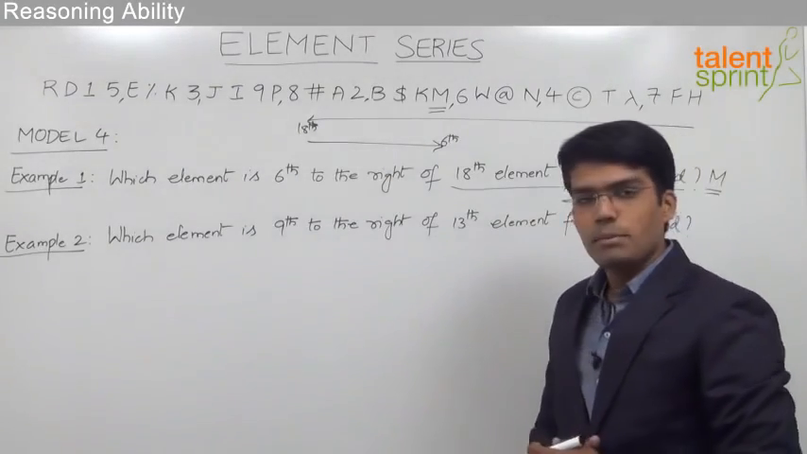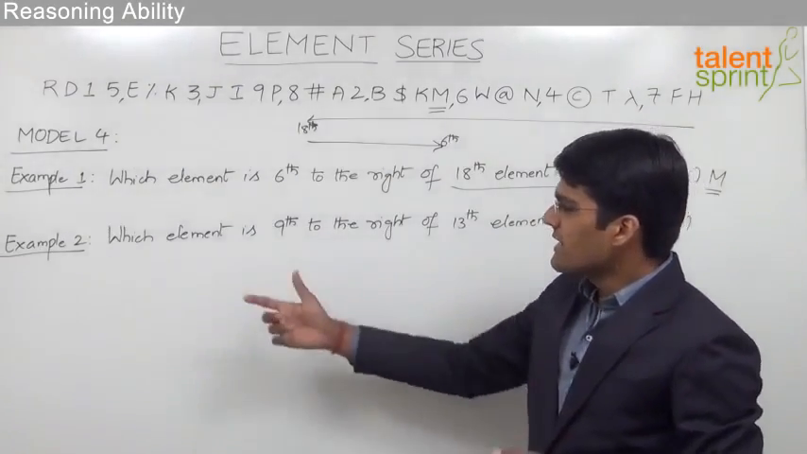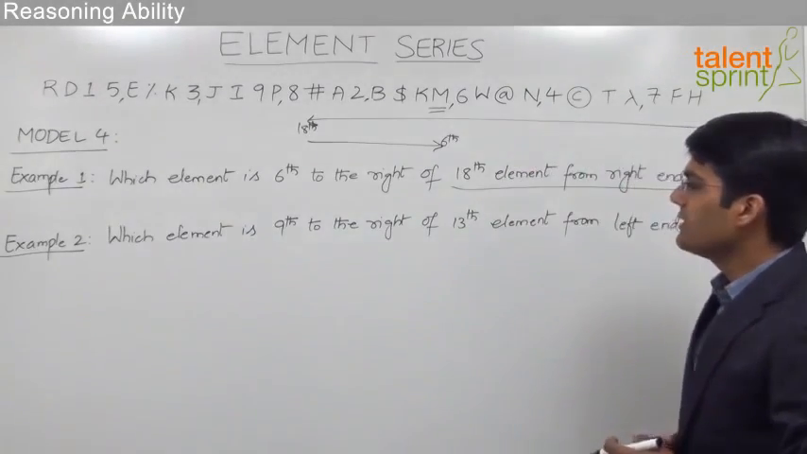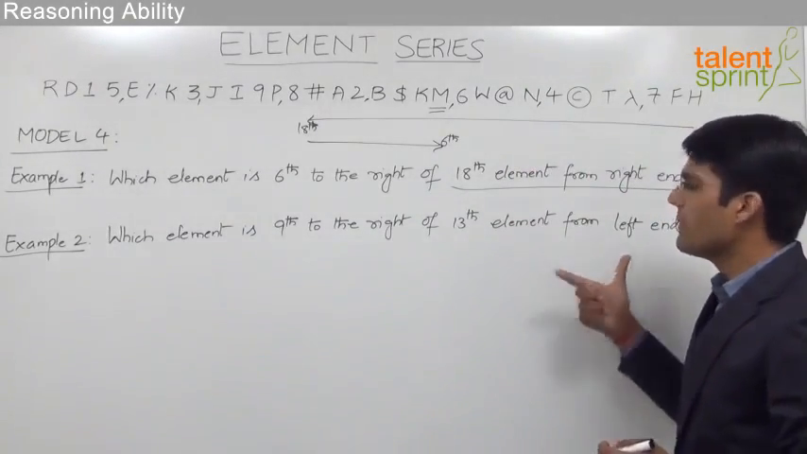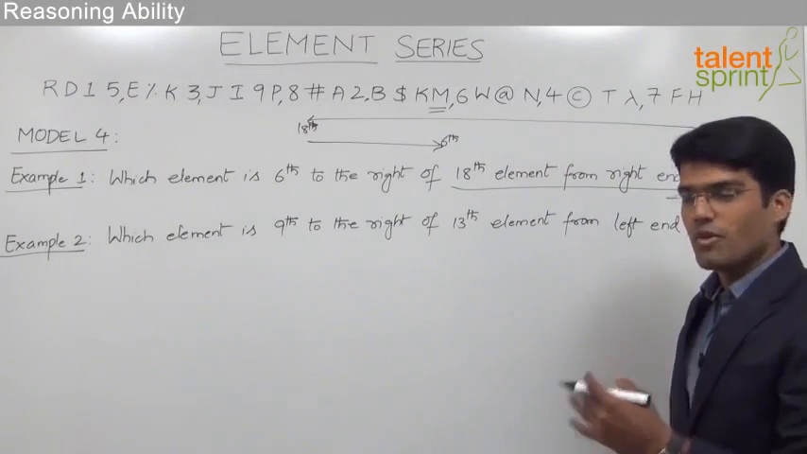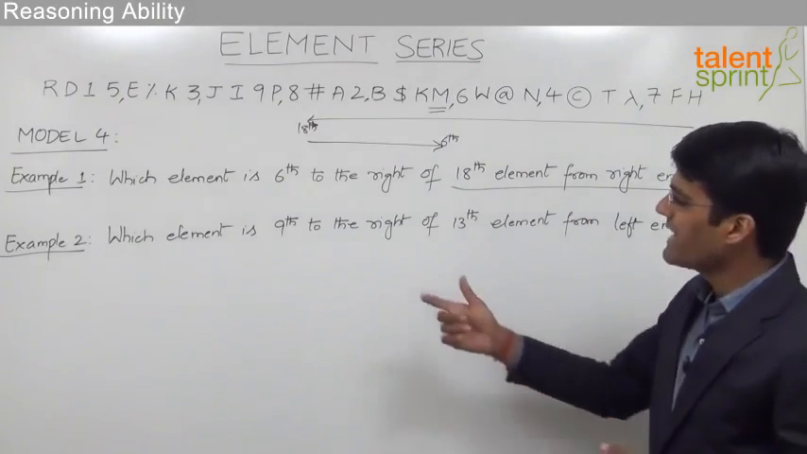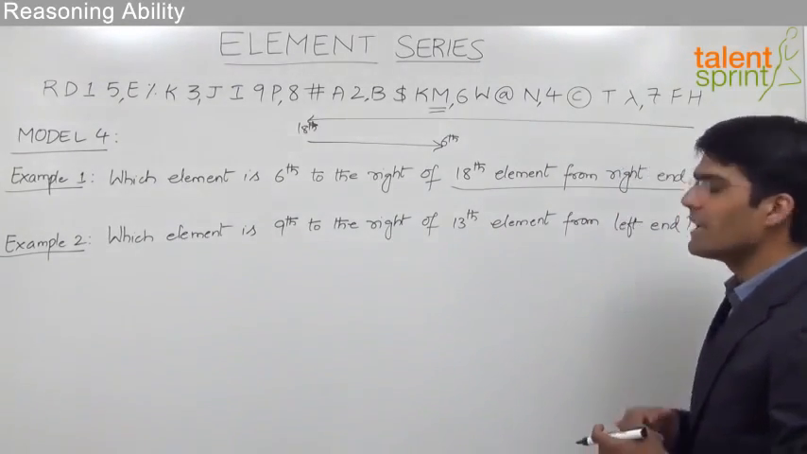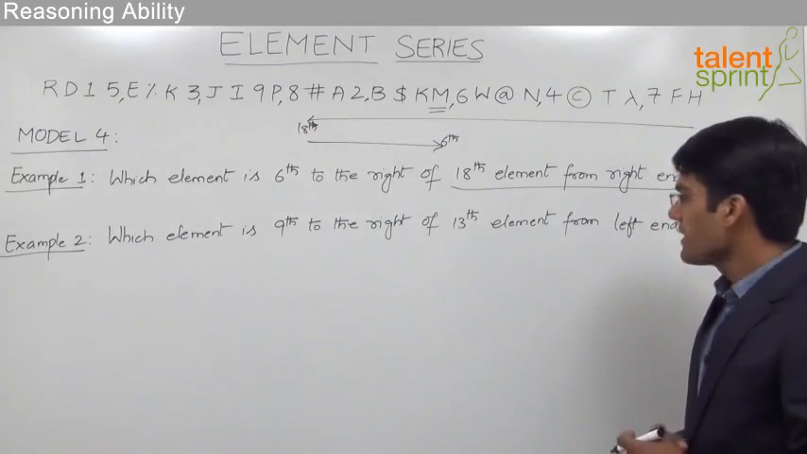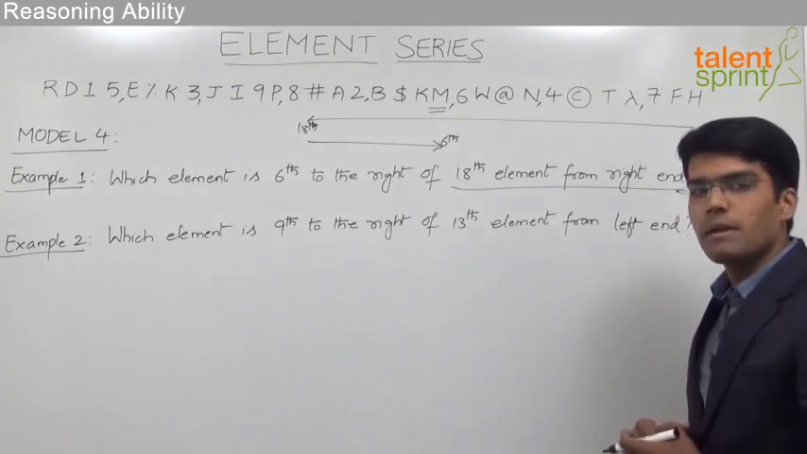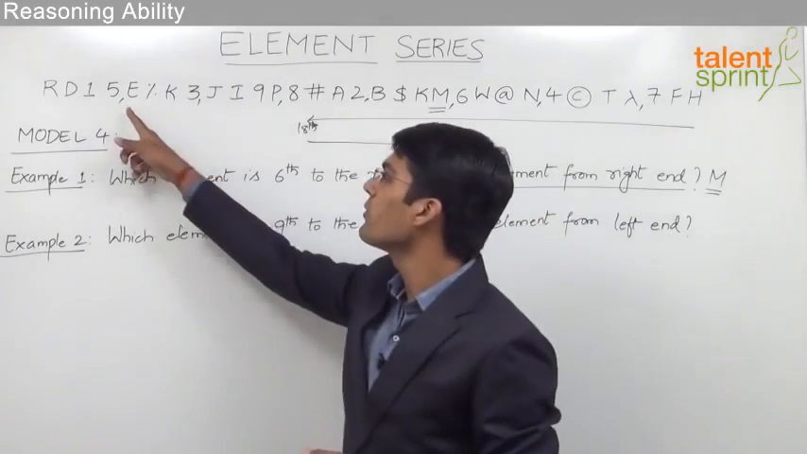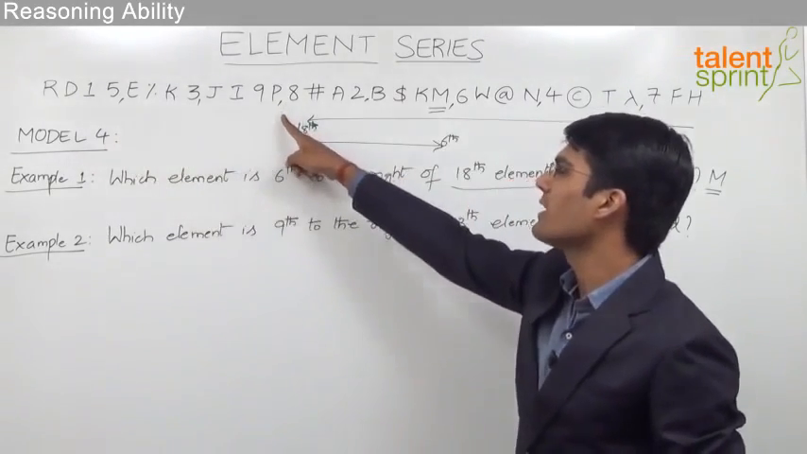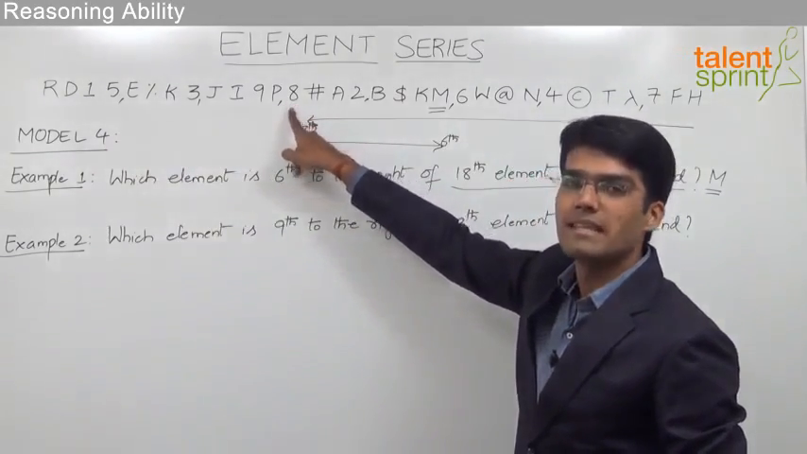Similarly, let us look at example 2. Now the question here is: which element is 9th to the right of 13th element from the left end? So we need to find out that element which is 9th to the right of the 13th element from the left end. Let us first find out the 13th element from left end, and that element would be 4 plus 4 is 8, plus 4 is 12, and the 13th element is 8.